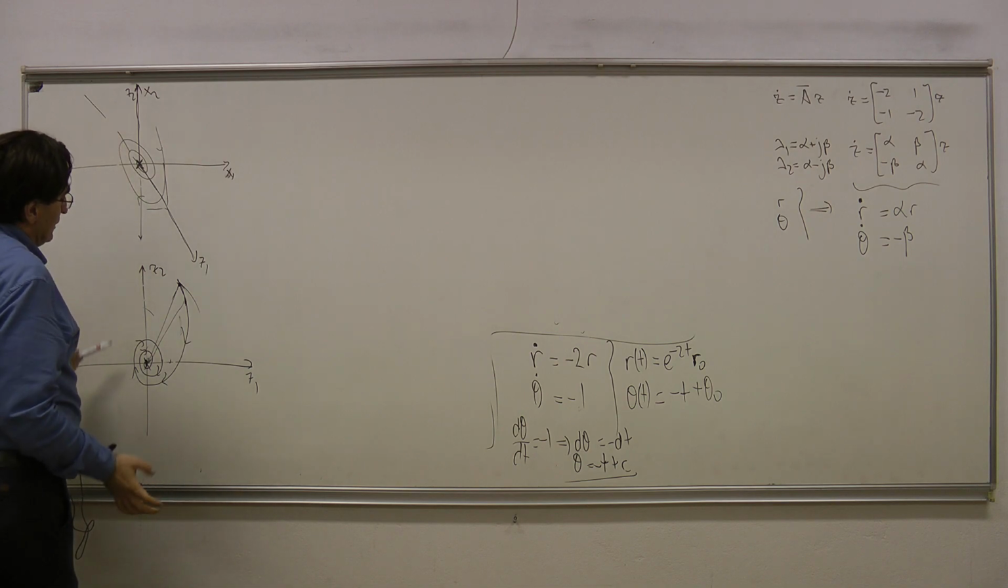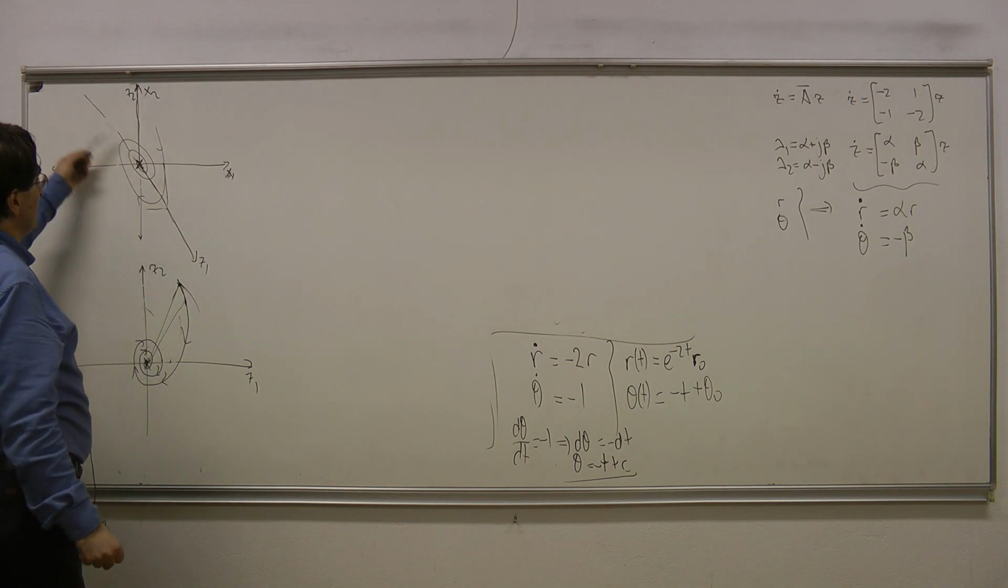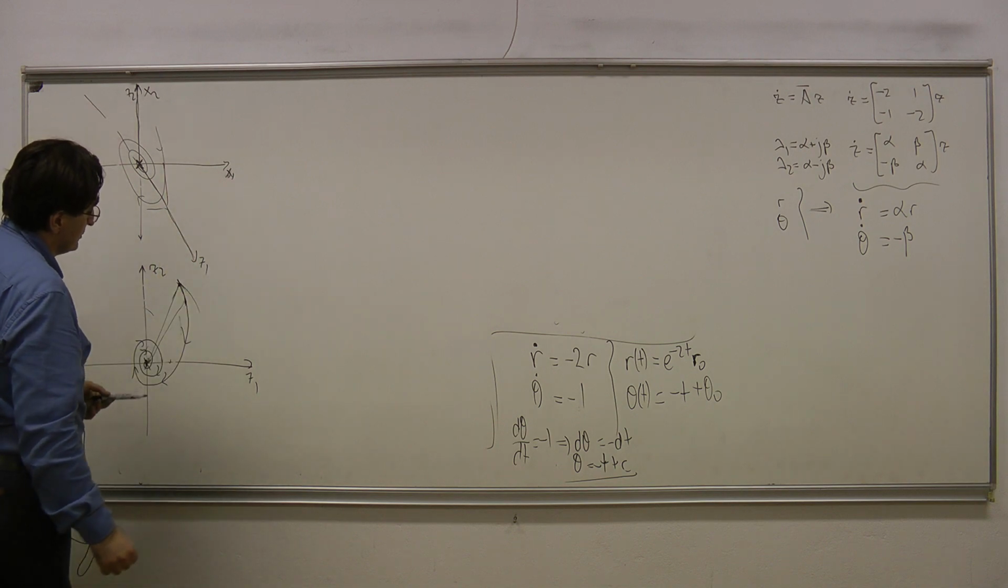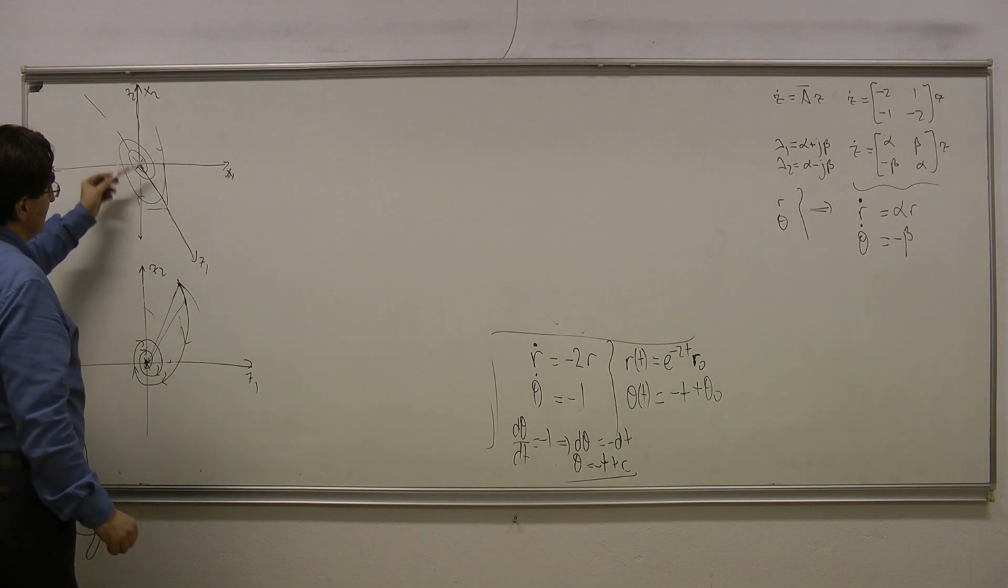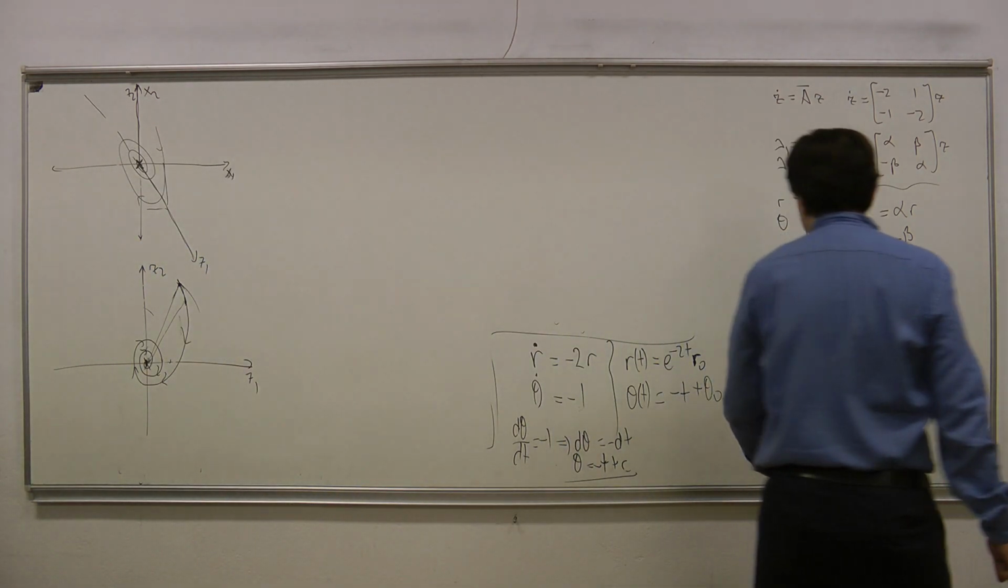So just know that the circles in the Z1, Z2 plane are going to look like ellipses in general. If Z1 and Z2 are different than X1 and X2, then these circles are going to turn into ellipsoids in the original X1, X2 plane. All right?